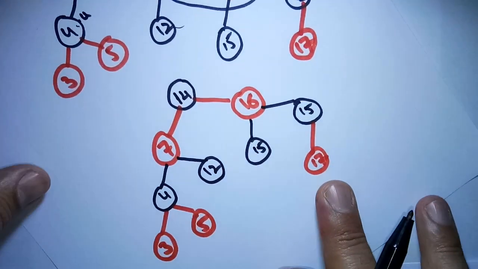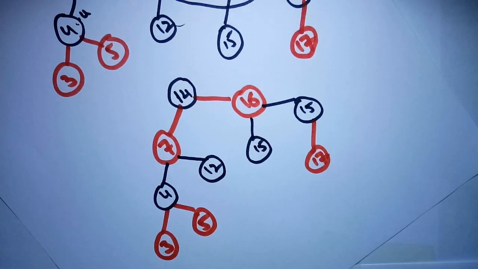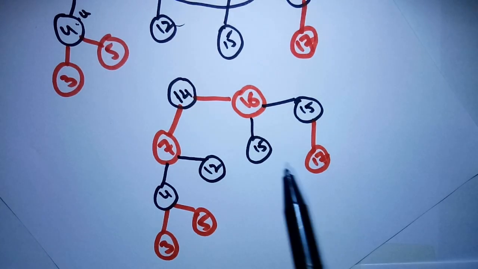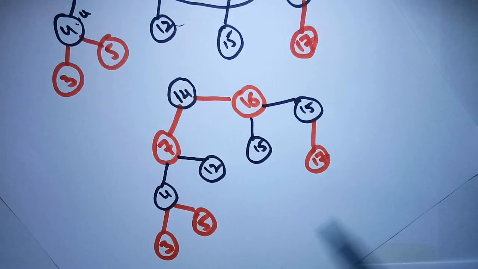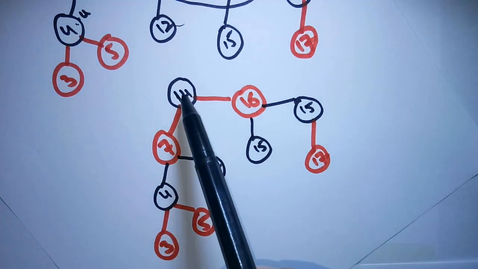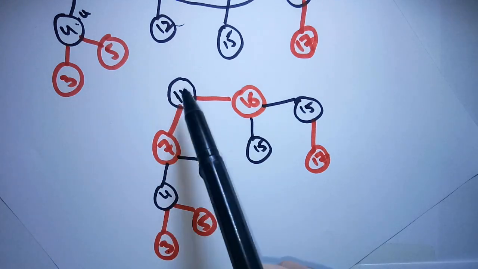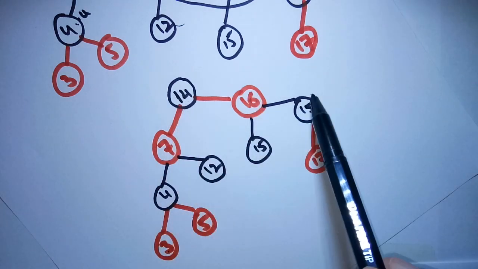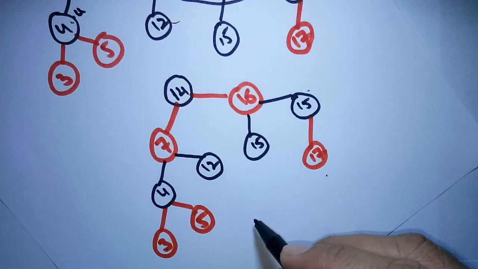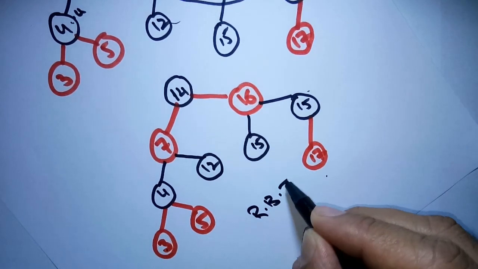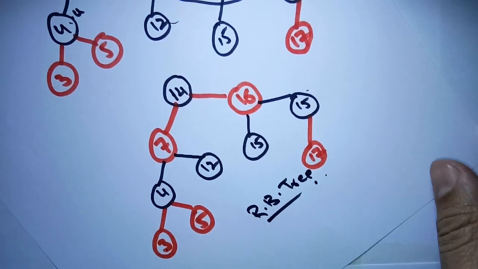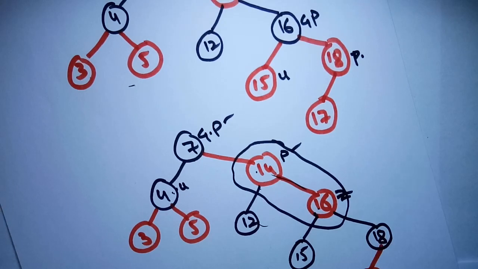Now check if it fulfills the properties of the red black tree or not. Yes, the root is black, the leaves are black, and the number of black nodes from root to leaf is 1 2, 1 2, 1 2, 1 2, that's perfectly fine. So this is how we created the red black tree.